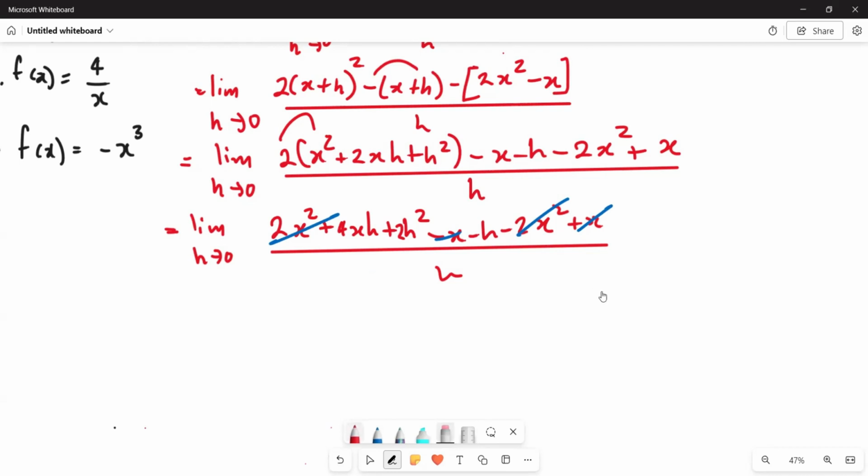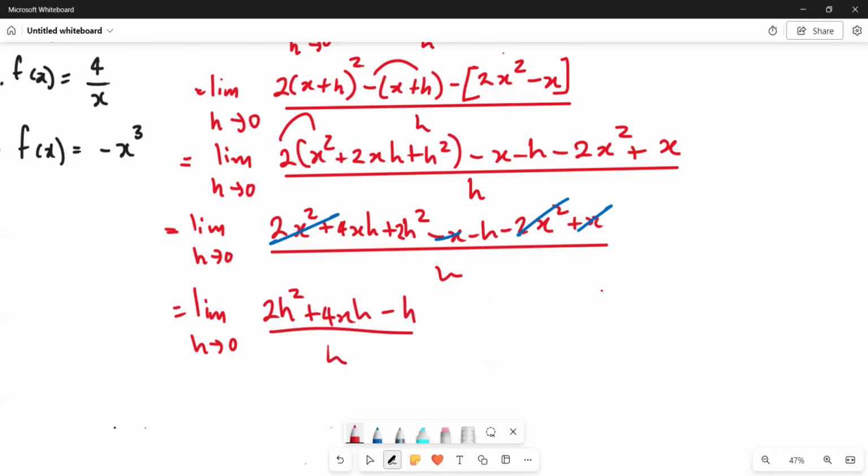This is going to be the same as the limit as h approaches 0. Can you see this is the same as 2h squared plus 4xh minus h, over h?